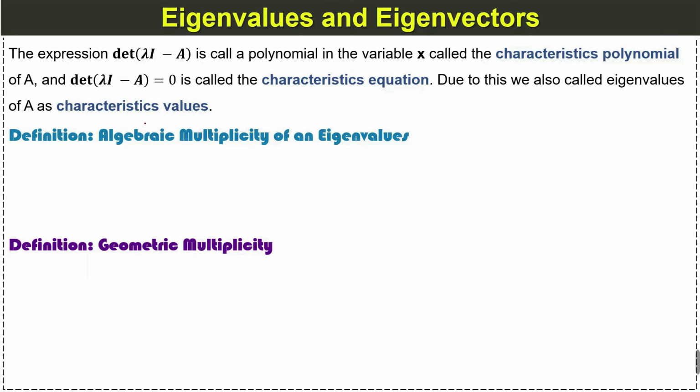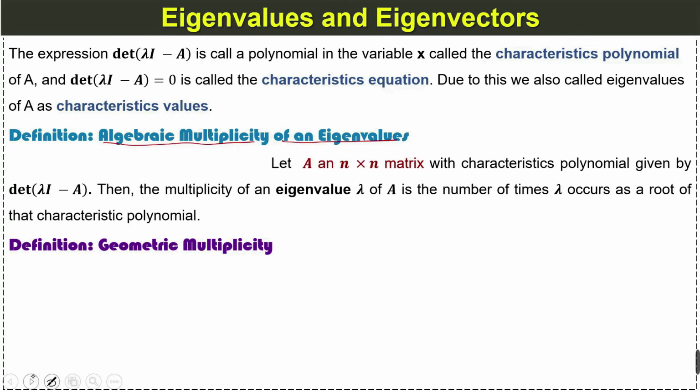So next we have the definition of algebraic multiplicity of an eigenvalue. Let A be an n cross n square matrix with the characteristic polynomial given by the determinant of this. When we solve this we get a polynomial, and then the multiplicity of the eigenvalue lambda of the matrix A is the number of times lambda occurs as a root of that characteristic polynomial.